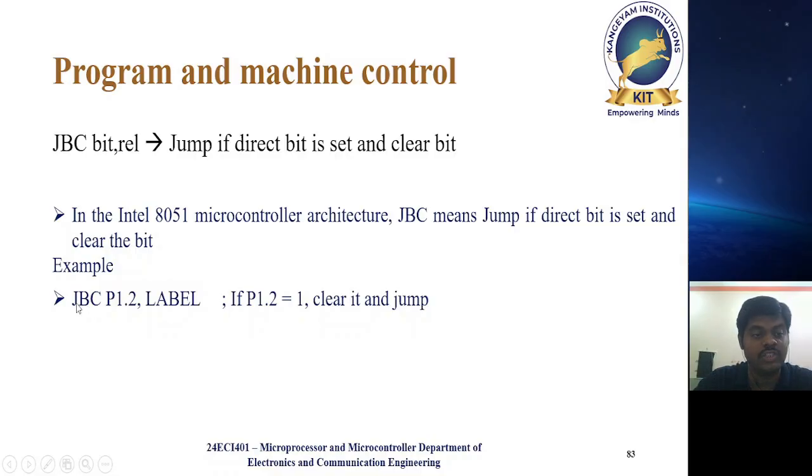So I'm repeating, jump on bit and clear bit. We are going to check the bit value. If the bit value is equal to 1, it becomes a true condition. Then it will transfer the control to the given memory location. Before transferring the control, this instruction will make the corresponding bit equal to 0, then it will go to that memory location. It checks if the bit is 1, and if it is 1, it makes it 0 and then jumps to the given memory location. That is what happens in this instruction.